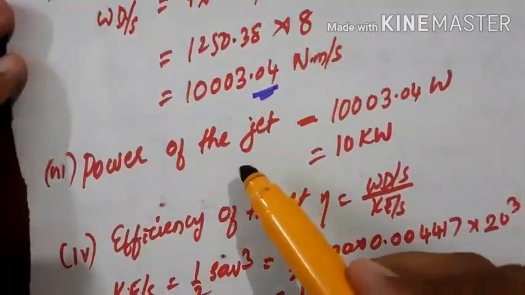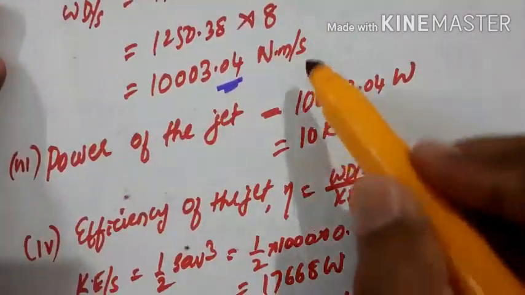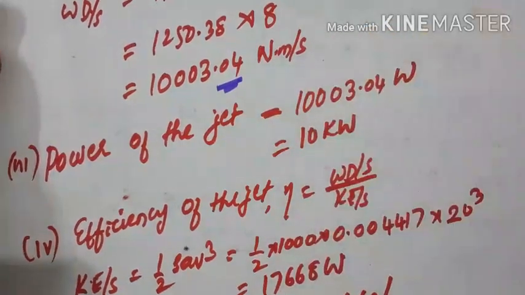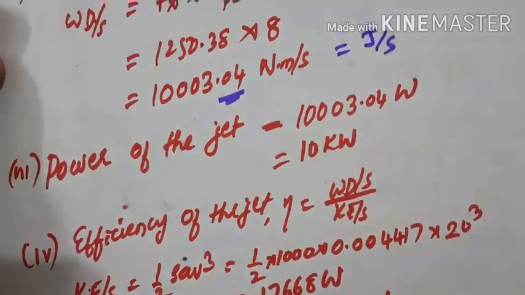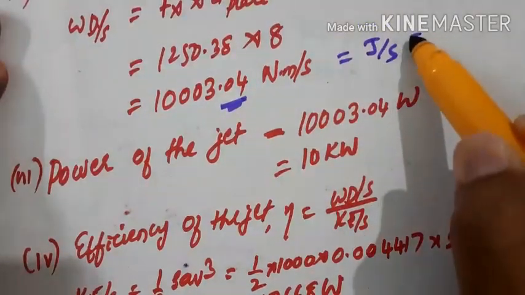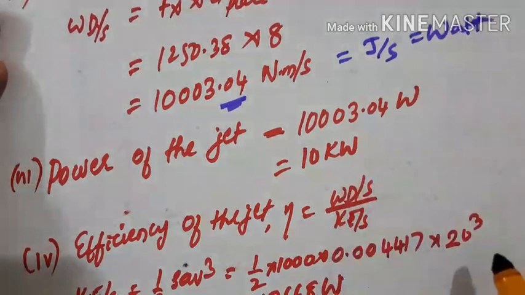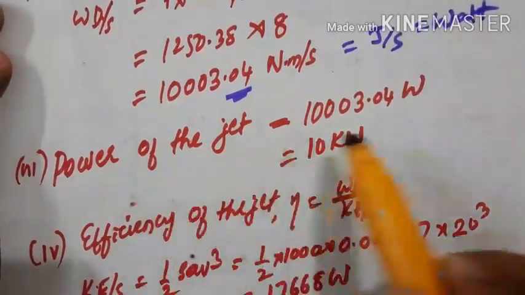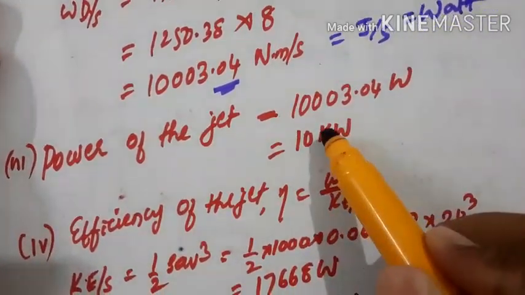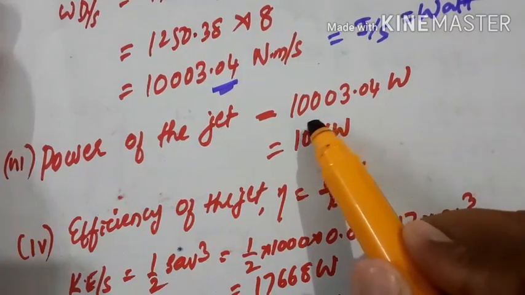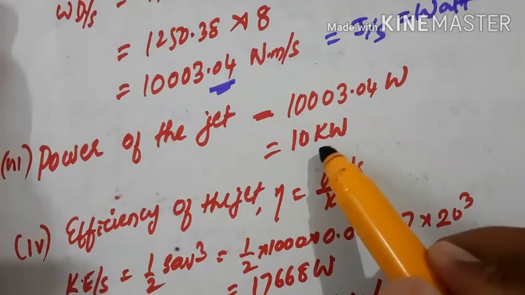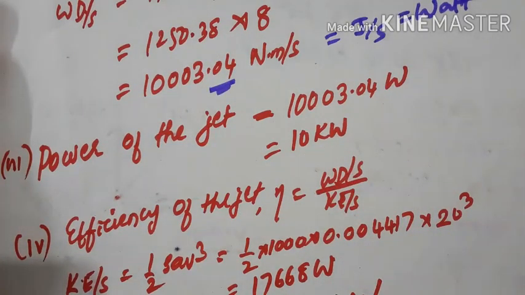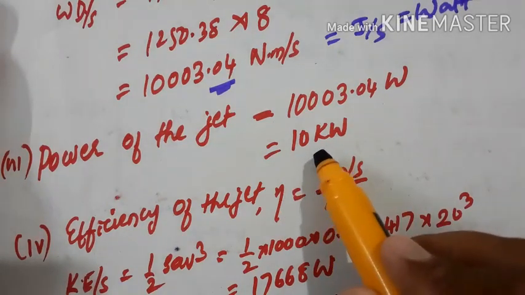Then the power of the jet will be, because Newton meter per second is what? Newton meter is the joule. Joule per second gives you what? This will become joule per second. And joule per second will be what? Watt. We get watt. Then the power will be written in terms of watt, that is 10003.04 watt. That is, we get 10 kilowatt. Okay, this is the power we get.